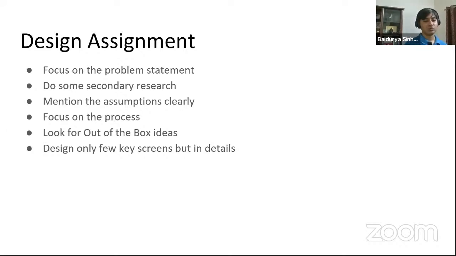Look for out of the box ideas. Don't always put mobile apps, because when we go through a lot of resumes, a lot of people just put mobile, and even for assignments, people don't consider the other form factors. Maybe for that design, a web or a desktop form factor would have been better than a mobile form factor. So focus on what the idea requires. Maybe a touch screen, maybe a different gadget might be required, and you might design a different gadget. So think of out of the box ideas, and design for very few screens. You don't need to design every screen in detail, because for a few screens, people will be judging your understanding of the detailed design for that particular screen.